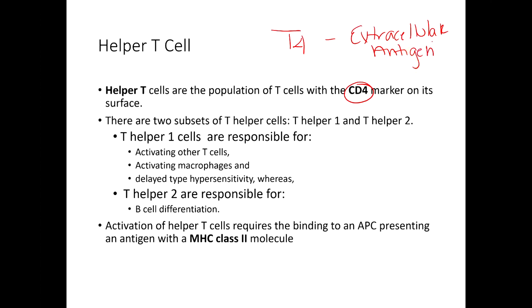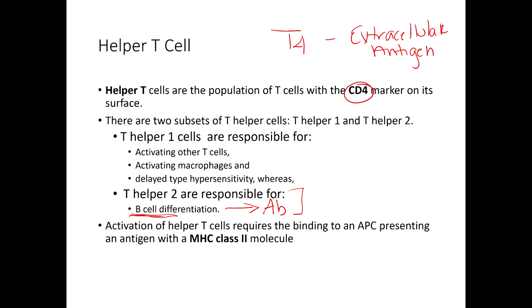Okay, and in particular, we're going to be using the T helper 2 because they're going to help activate the B cells to differentiate, and then B cells are going to produce antibodies, and AB just stands for antibodies. Okay, so helper T's, there's 2 types.